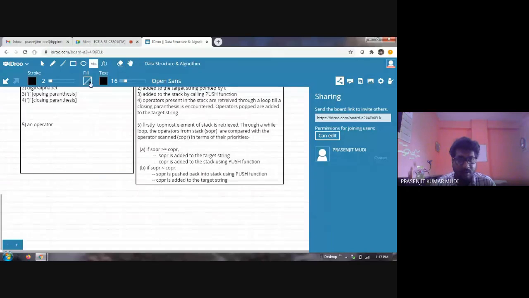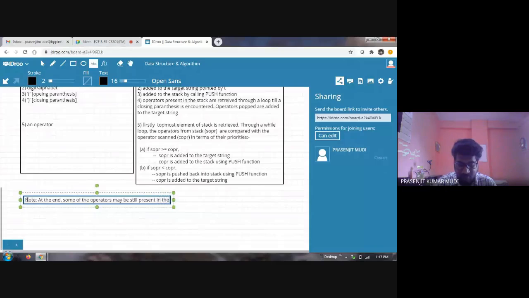Okay, and one thing, after applying these rules, at the end, some of the operators may be still present in the stack, which should be added to the target string. Yes, one after another.